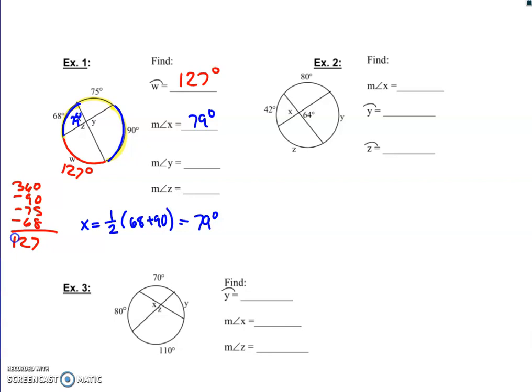Because if x is 79, y is 79, vertical angles are equal. And then to get z, you just have to subtract 79 from 180. I got 101.